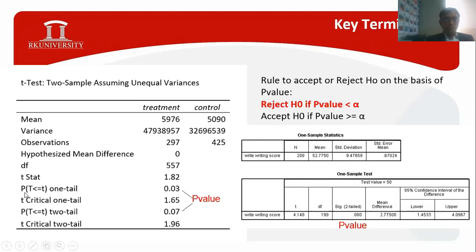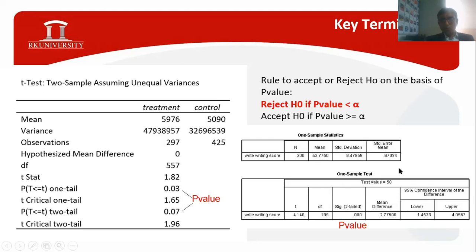Here you will observe there is a value called P one tail and P two tail. In this case, if this hypothesis testing is for a one tail test, then the value of P is 0.03, which is less than the level of significance 0.05. So on the basis of this P value, we will decide to reject the null hypothesis. But for the same data, if it is a two-tailed test, then the value of P is 0.07, which is greater than 0.05, that means 5% level of significance, and we may decide not to reject the null hypothesis.